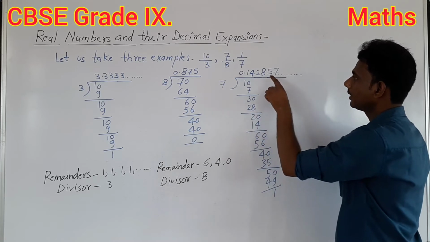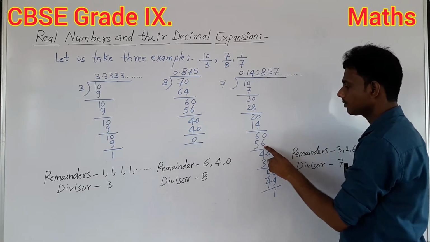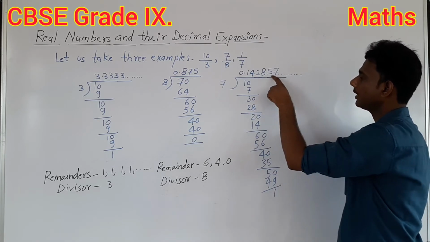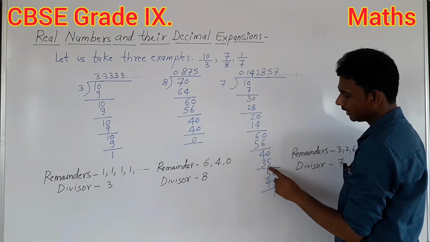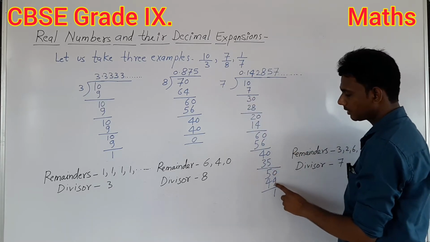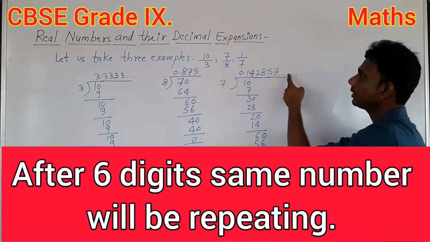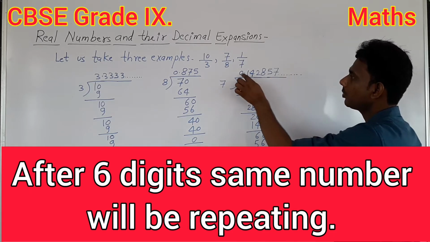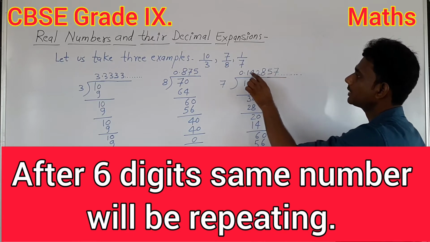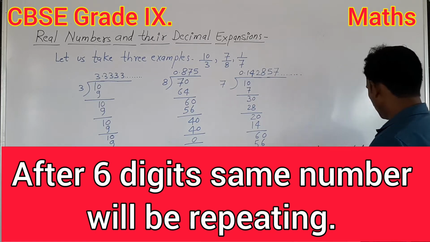This will be 60. Then 7 8s are 56. 60 minus 56, 4. Then 40. 7 5s are 35. Write here 5. The quotient is 5 and the remainder is 5. 50. 7 7s are 49. 50 minus 49, again you get 1. Means after that the same numbers will be repeating. So the quotient is 0.142857. Means 1 2 3 4 5 6 digits. After the 6th digit the same number will be repeating.